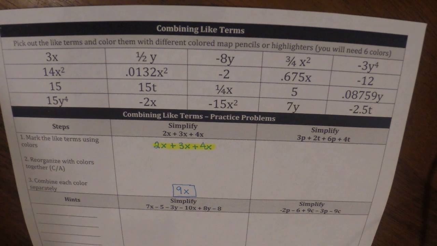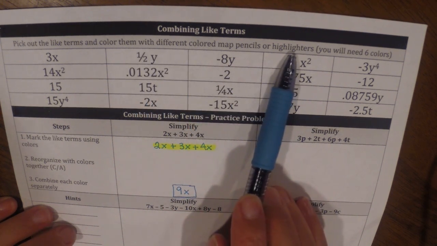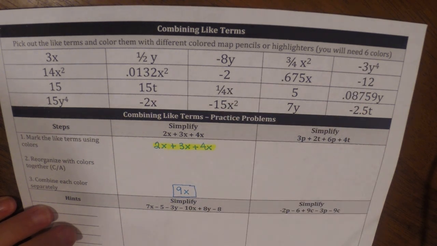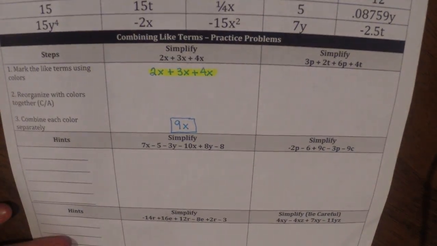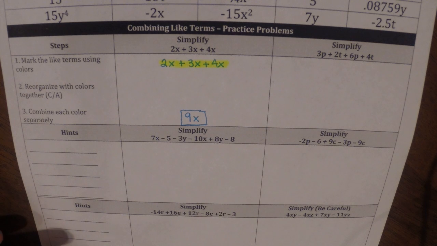You did an activity like this before we did these notes about how to combine like terms, and notice it says color them with a different colored map pencil or highlighter, and it says you will need 6 colors. That's a big hint. If you don't use 6 colors, then you probably messed up somewhere, so be careful as you're filling that out. Okay, then down here you'll notice that I kind of already started one, but that's because I did it on the other video and I don't have another copy of these notes.